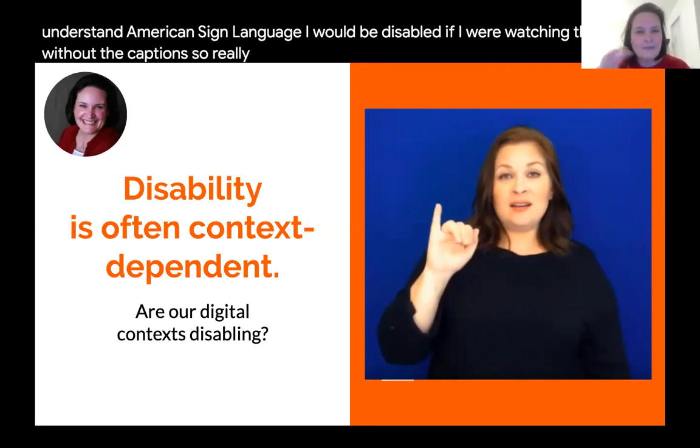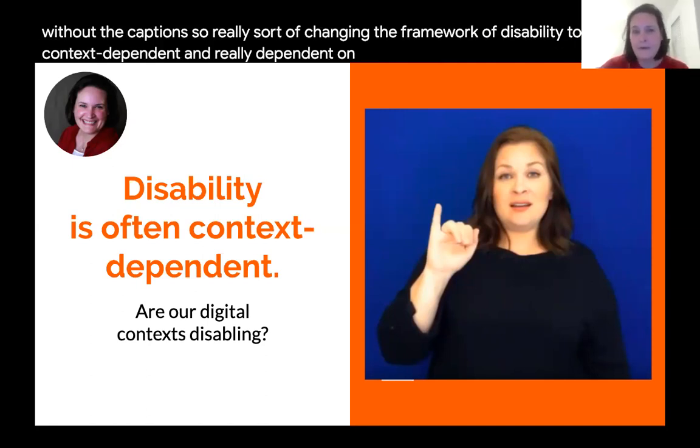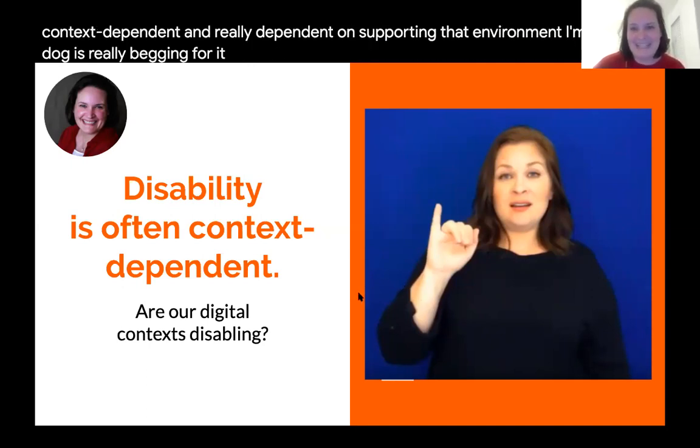So really, it's about changing the framework of disability to be context dependent and really dependent on how we're developing and supporting that environment. And I'm sorry, my dog is really begging for attention right now, so you might hear him whining in the background.